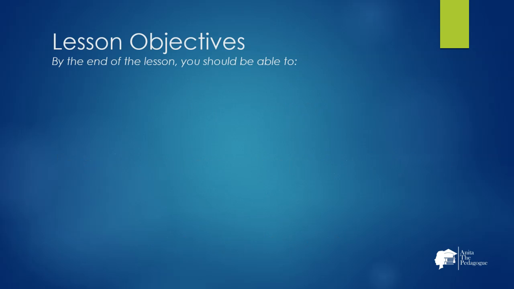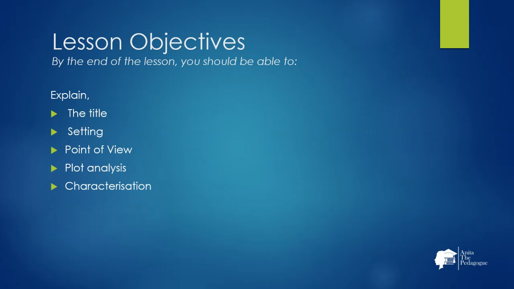Let's take a look at our lesson objectives for today. So you should be able to talk about the title, the setting of the story, the point of view, the plot analysis, be able to explore the characters, the literary devices in the story, be able to mention and explain some themes, and also we'll take a look at some likely examination questions. Now let's begin with the title.